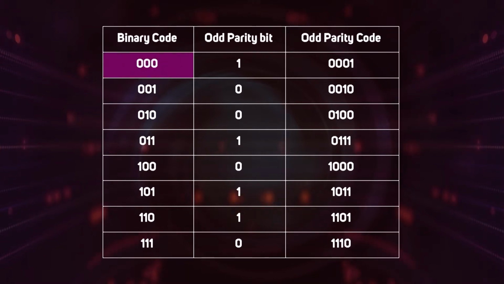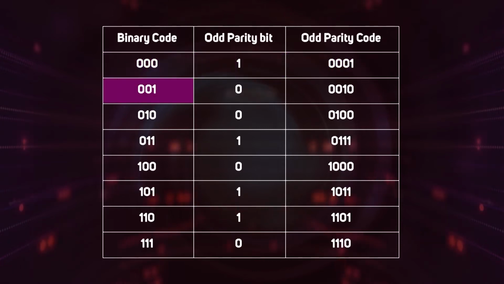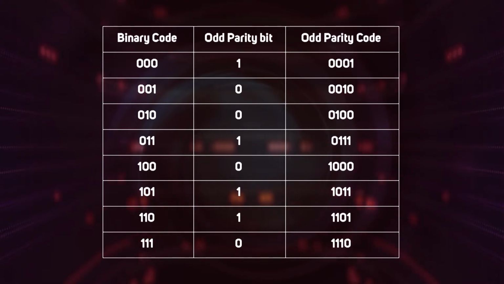For the binary code 000, we add an odd parity bit 1 and the parity code becomes 0001. And in the next row, the binary code is 001. There we have an odd number of ones. Then we add the odd parity bit as 0 and the odd parity code becomes 0010. And it is the same procedure we use in all other rows.